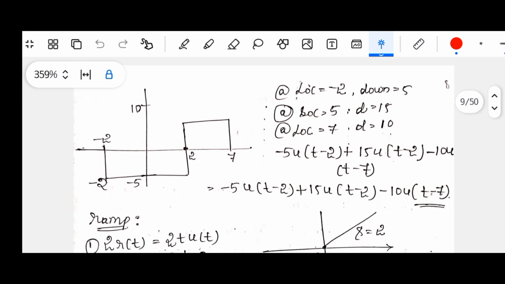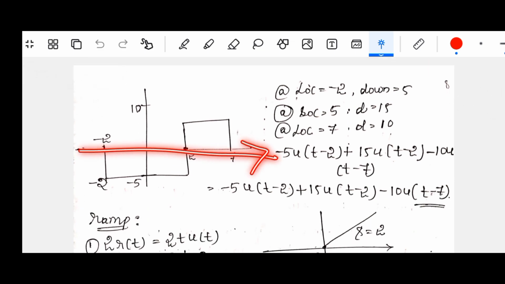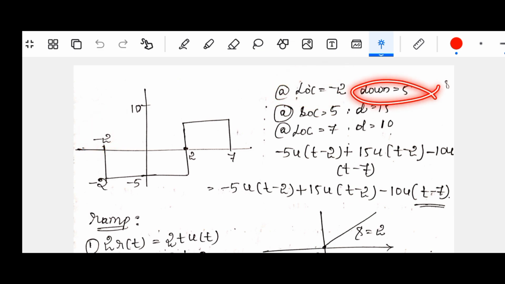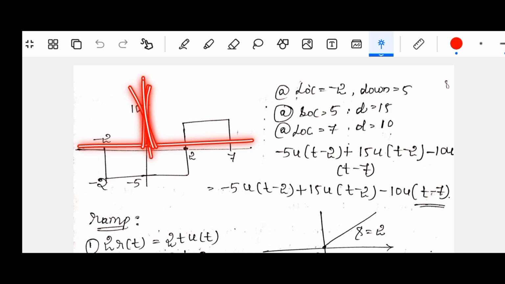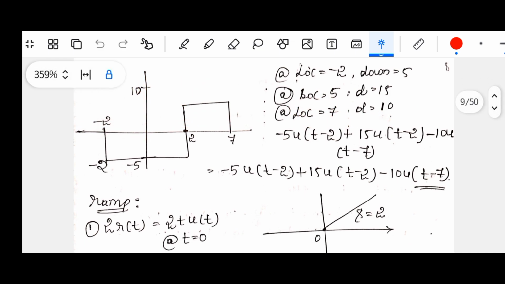Next, see this problem. In this they have given the jumps: minus 2, minus 5, plus 2 and plus 7. At location 2, it is jumping down to 5. At location 5, it will be 15 because we have to add 10 plus 5. The value will be 15. At location 7, it will be 10 because above the axis the value is 10. At location 7 the value will be 10.